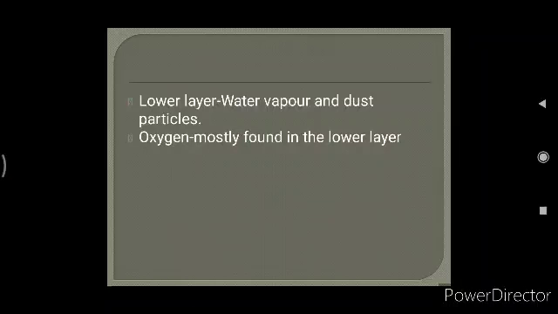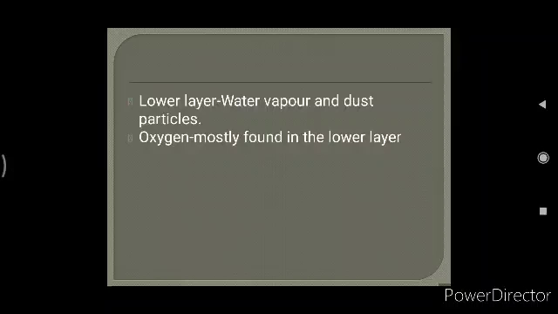Not only this, tiny dust particles are also present in the air. Then water vapor, dust particles and oxygen are found in the lower layer of the atmosphere. So this is all that we have done till now. Now we will be moving towards the importance of the gases. We have already studied which gases are present in the atmosphere. Now we'll try to understand the importance of those gases.